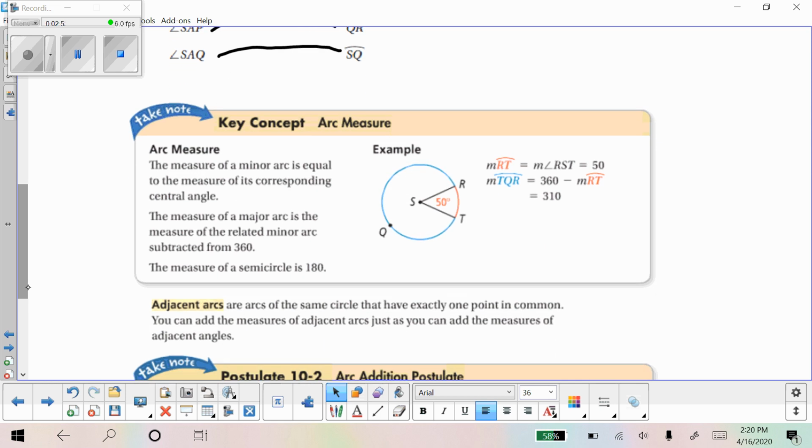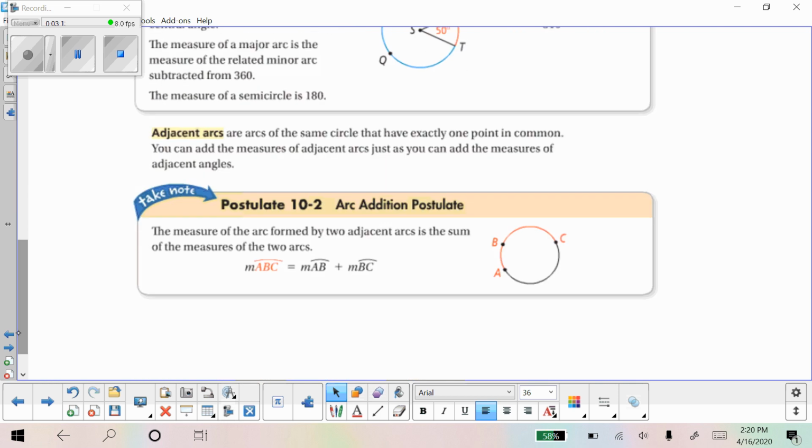Key concept, arc measure. The measure of a minor arc is equal to the measure of its corresponding central angle. So you can find the measure of an arc is equal to the measure of the angle. Now another thing we can talk about is the length of the arc, which would be different. It'd be part of the circumference. So the measure of every semicircle is 180. And just like line segments and angles, you can add 2 parts of the arcs together to get a bigger arc.